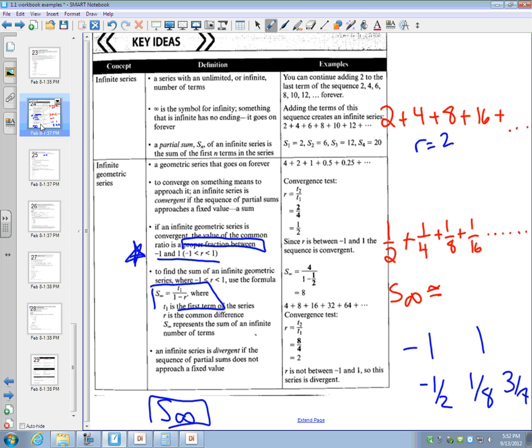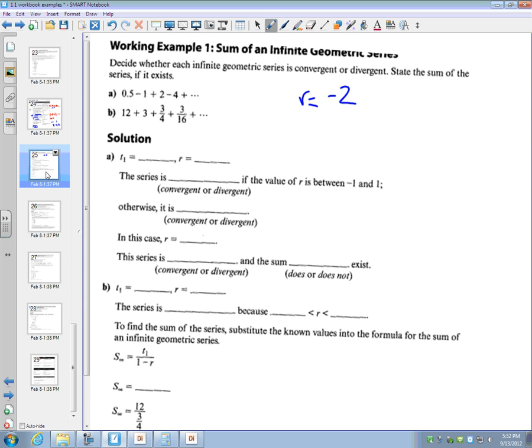Looking back at our key ideas, in order for it to be convergent, it had to be between -1 and 1. That is not between -1 and 1, so it is not convergent. This is divergent, meaning it's not going to approach something. It's going to go really, really big, really, really small, or alternate in between. Let's look at the next one.